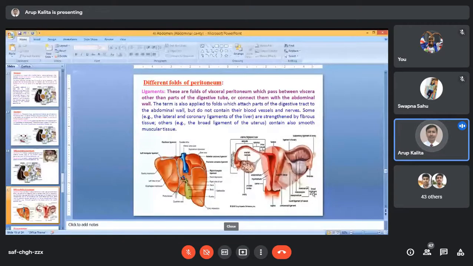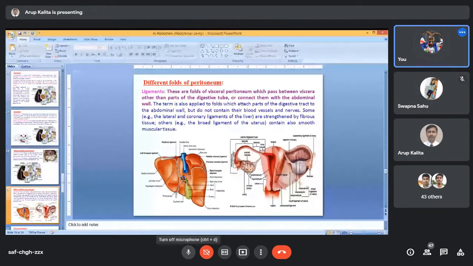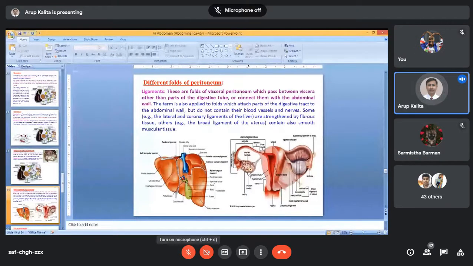So the broad ligament of the uterus holds the ovary, fallopian tube, and uterus in position. So these are the ligaments. Examples are the different ligaments of the liver and the broad ligament of the uterus. So now can you make the difference between omentum, mesentery, mesocolon and ligaments? Can you make the difference or not? So all are visceral folds of peritoneum.